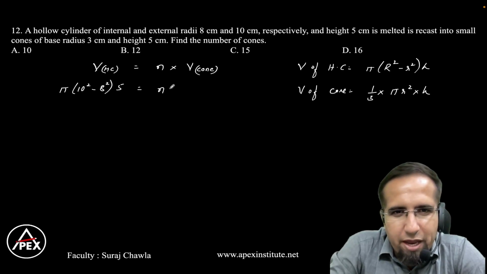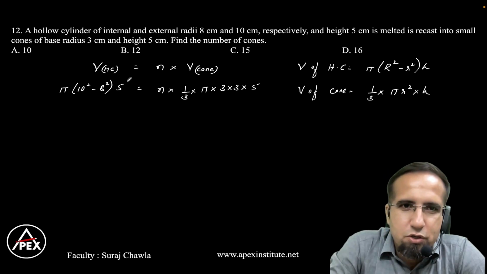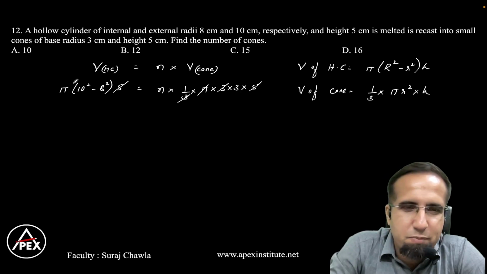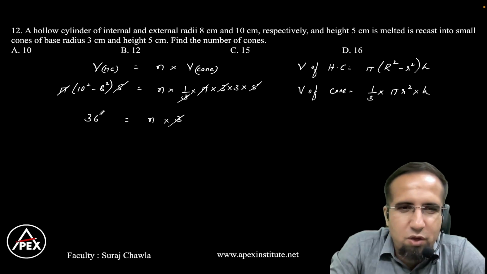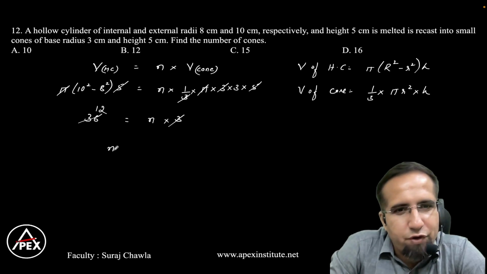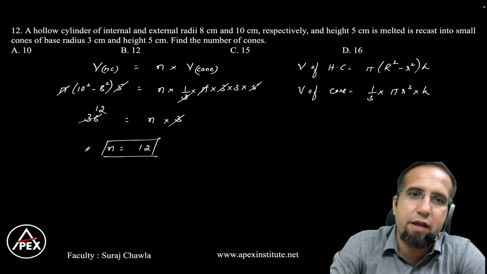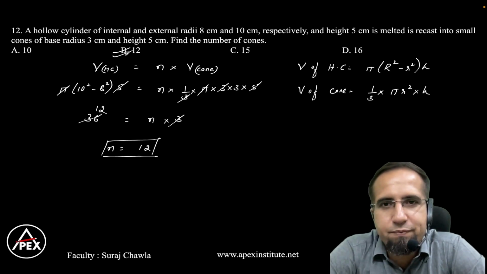which is equal to n into 1 by 3 into pi into r square into h. So this 5 and this 5 get cancelled, this 3 and this 3 get cancelled, this pi and this pi get cancelled. So what do we have here? We have 36 is equal to n into 3, or 3 twelves are 36. So we directly get the value of n is equal to 12, and that becomes our final answer. So therefore the final answer of this question becomes 12.